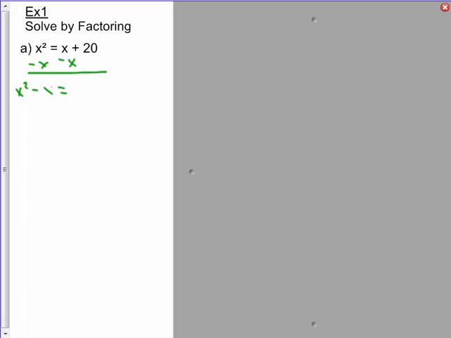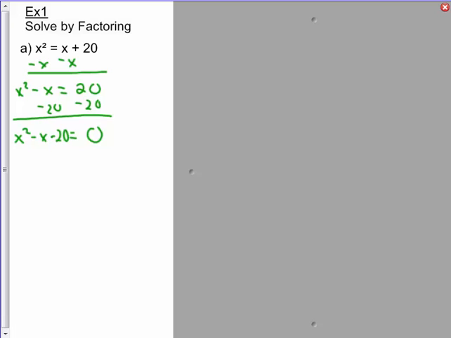Now I have an option here. For me, I like always having the x squared term positive, so I'm going to move everything over to the left-hand side. I'm going to write this as x squared minus x minus 20. Again, I just moved the x and the 20 over to the other side, and now I have it equal to 0.